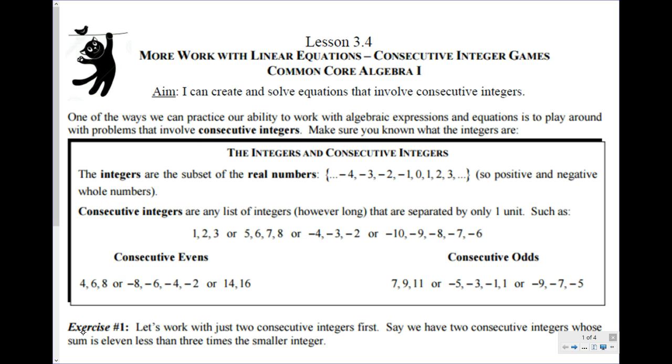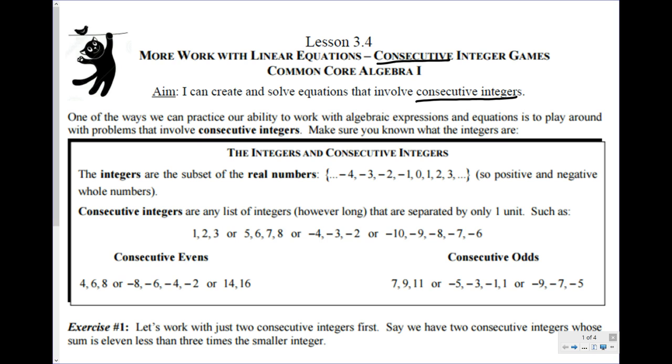So the last thing we got to talk about in this unit is something called consecutive integers. Okay, the aim today is I can create and solve equations that involve consecutive integers. One of the ways we can practice our ability to work with algebraic expressions and equations is to play around with problems that involve consecutive integers.